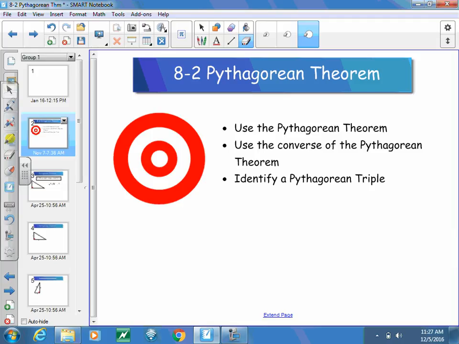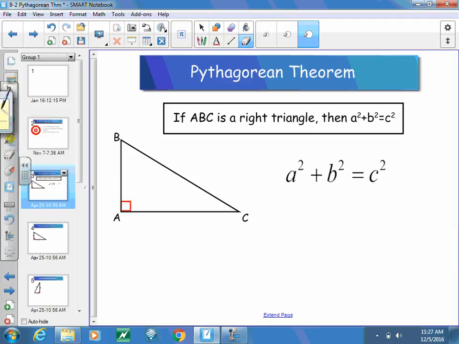8-2, we're going to be talking about the Pythagorean Theorem, a review topic from Algebra 1, as well as other middle school classes where you've probably seen it. We'll talk about using the converse of it, and take a look at some Pythagorean triples. All right, Pythagorean Theorem: a squared plus b squared is equal to c squared. That formula should look very familiar to you. We've even used it a couple times already in this class this year.